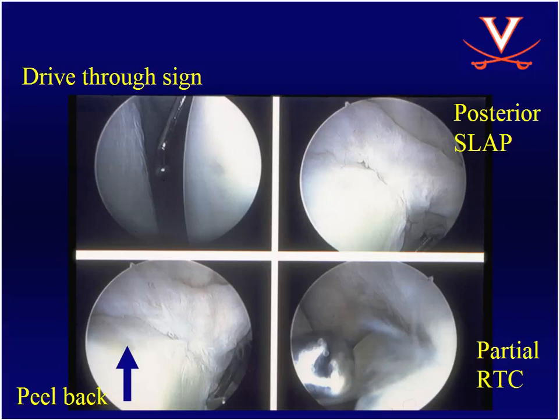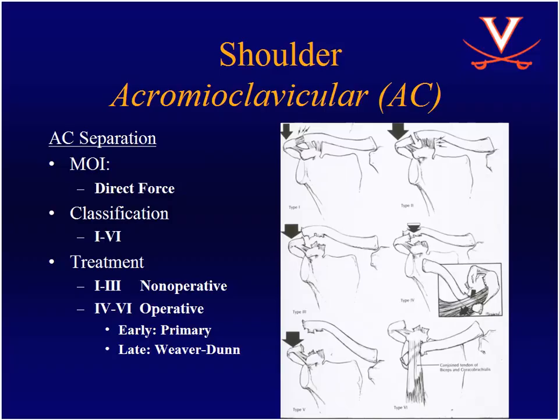So you see a drive-through sign, also associated with anterior instability. You may see a posterior SLAP tear shown here, which is accentuated by abducting and externally rotating the arm, causing the peel-back phenomenon. And then here we have that classic partial cuff tear described with internal impingement. Now that that's clear as mud, let's move on to other disease processes.